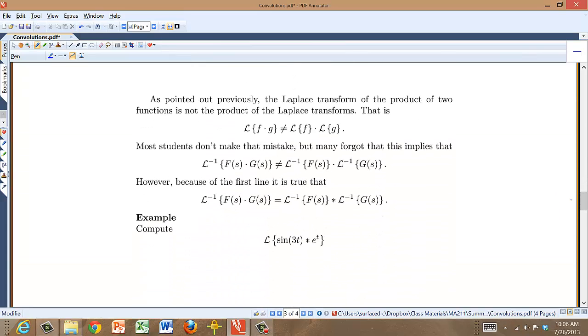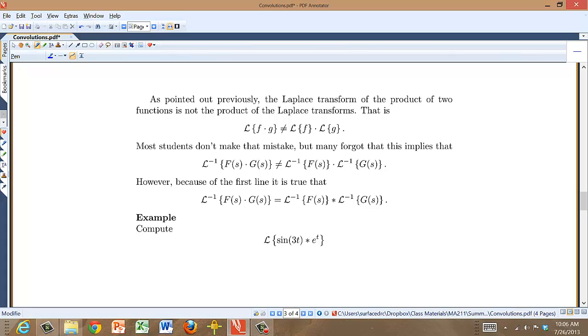So we've talked about this before. If you have two functions of t multiplied, it's not true that the Laplace transform of f times g is the Laplace transform of f times the Laplace transform of g. That does not work out. Many of you know that already, and you don't make that mistake.